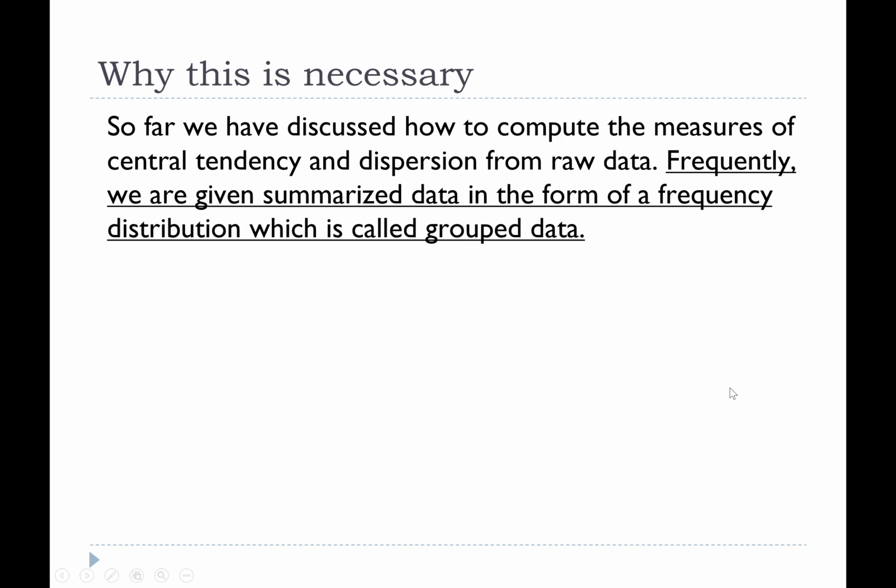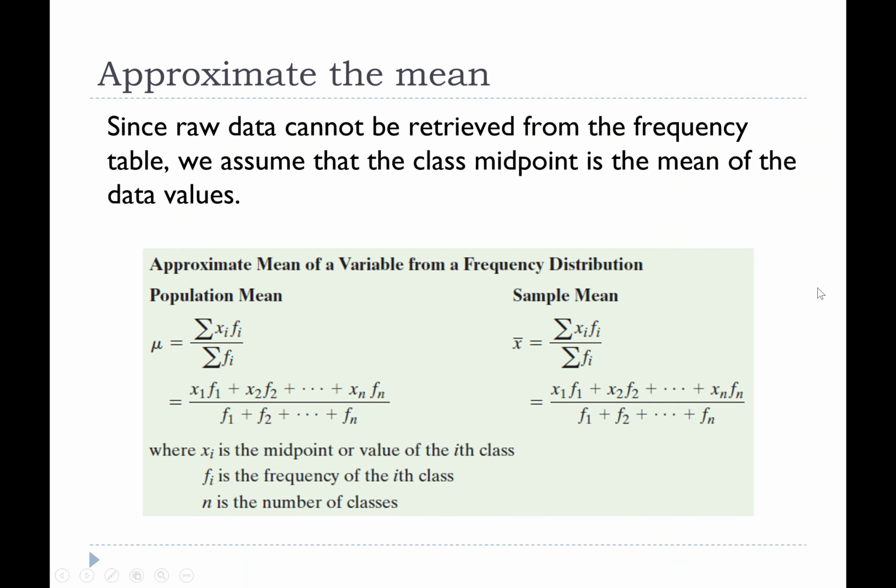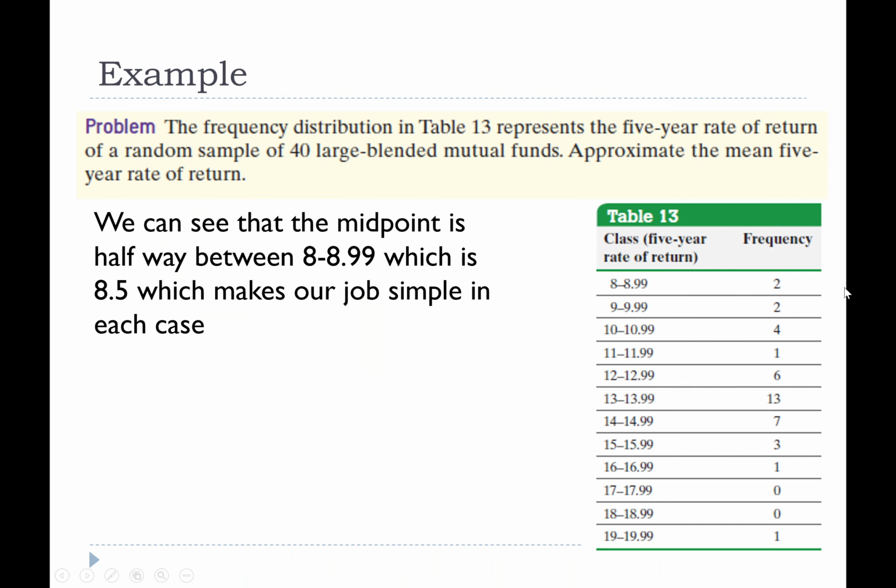And so obviously we've summarized data in the form of a frequency distribution table, which is called group data. Since raw data cannot be retrieved from the frequency table, we must assume the class midpoint is the mean of the data values. So what that means is when we had 8 to 9.99, the midpoint of that would be the number that's halfway between those two numbers.